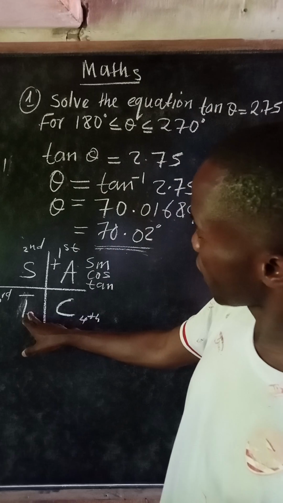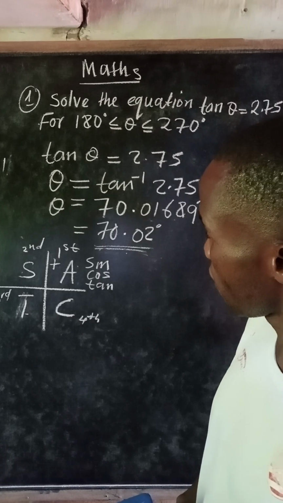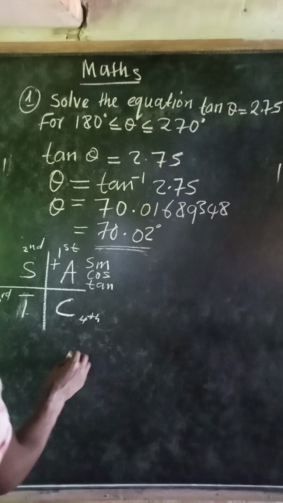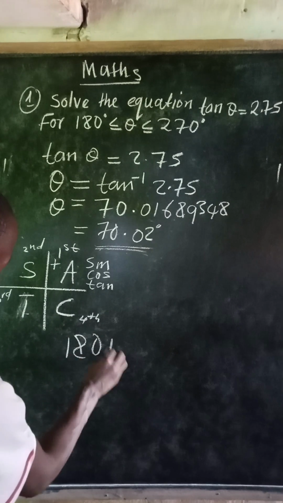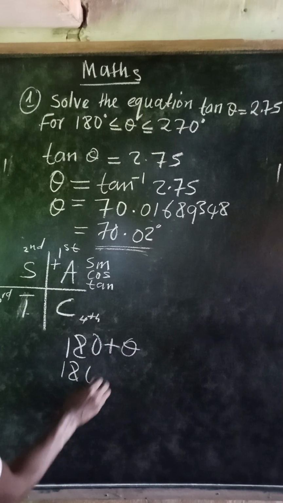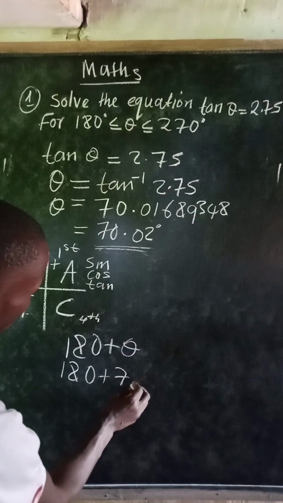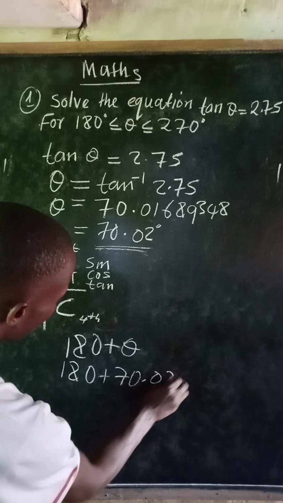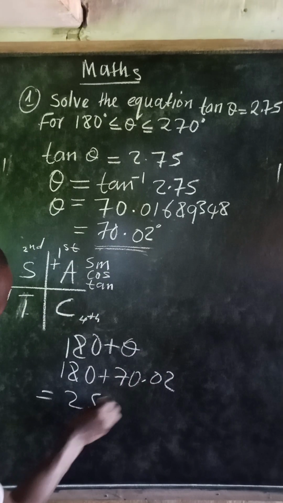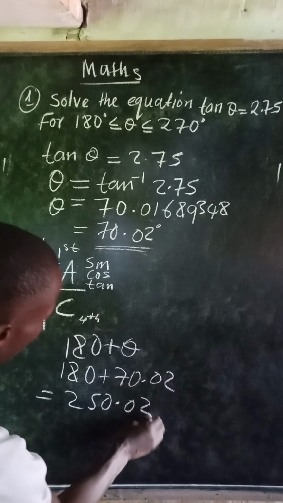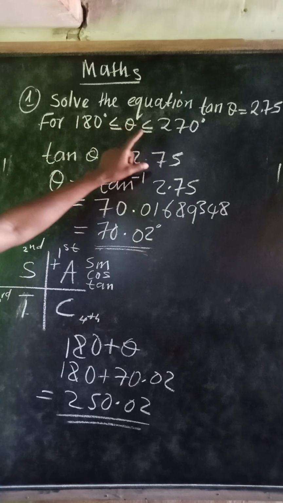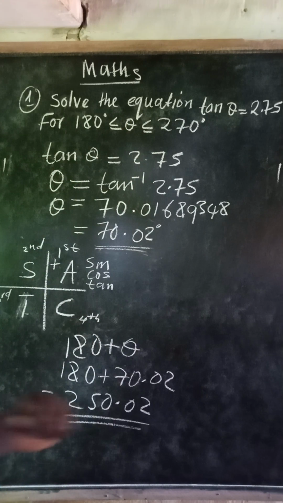Okay, so now let us go to the third quadrant. How do we find the formula in the third quadrant? The formula in the third quadrant is 180 plus theta. So what is our theta? It is the reference angle, which is 7.02. So when we add this, we are going to have 250.02. Therefore, the answer. It means we have found the solution according to the condition that we are given.